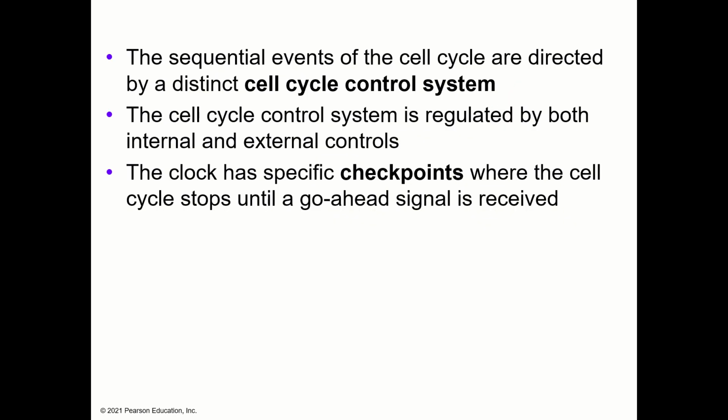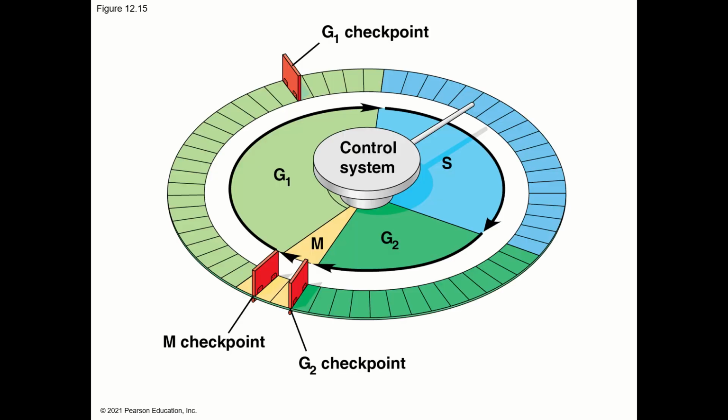The sequential events of the cell cycle are directed by a distinct cell cycle control system. The cell cycle control system is regulated by both internal and external controls. The clock has specific checkpoints where the cell cycle stops until a go-ahead signal is received. The points along here are the G1 checkpoint, the G2 checkpoint, and the M checkpoint.